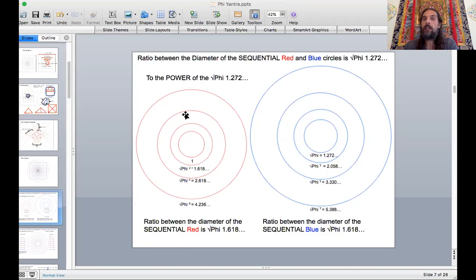Hope you all caught that. It's just really amazing for me to discover that all I have to do is take the square root of phi and raise it to the power, and it will continue to produce these harmonic ratios.